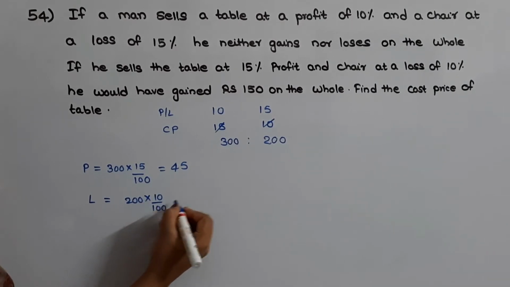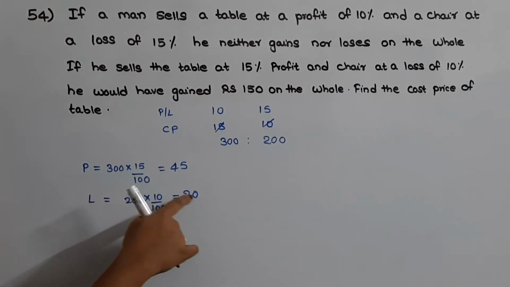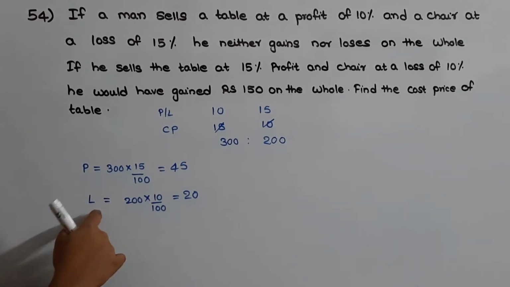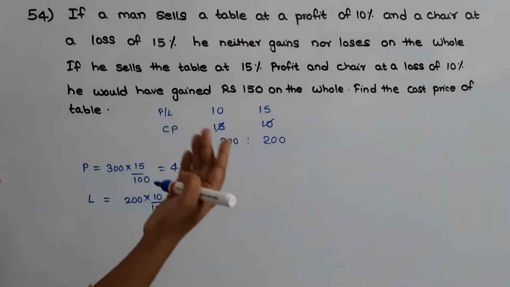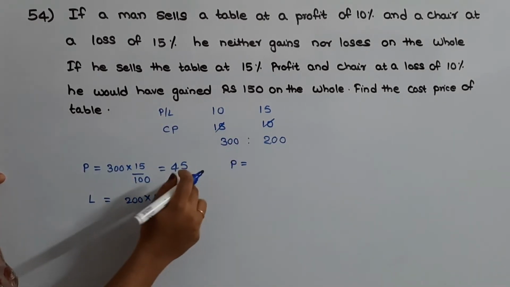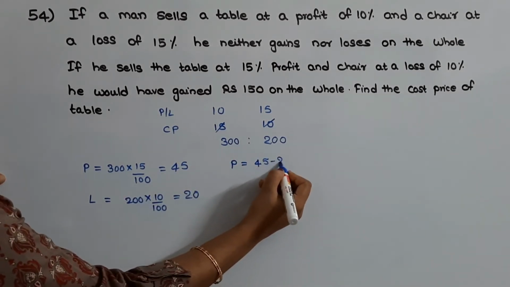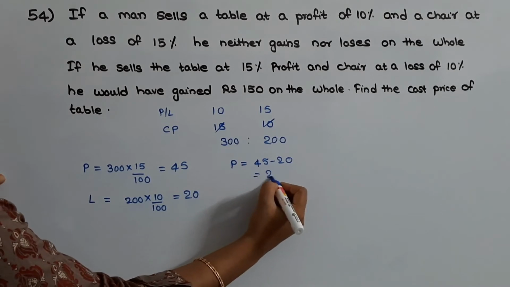Okay, that is equal to 20. So this is the profit and this is the loss. Profit is greater than loss, which means he will be having an overall profit. That overall profit will be equal to 45 minus 20, so that is equal to 25.